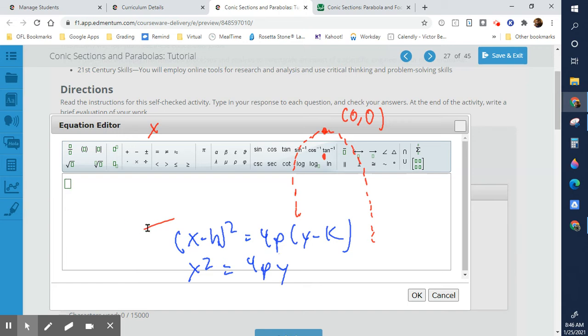If you guys are watching this in the pre-calc class, I don't like seeing those little arrows. Use the equation editor. There's no reason to use the arrows when we have this perfectly good tool here. So x squared equals, well, what's p times 4? Our p is -2, we said. So that means we're going to have -8y.